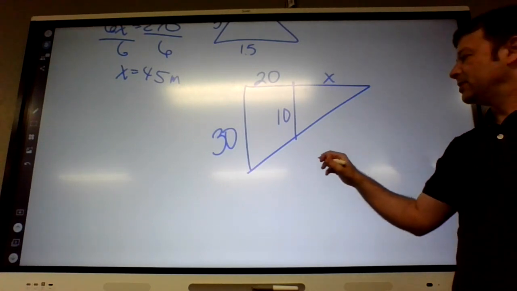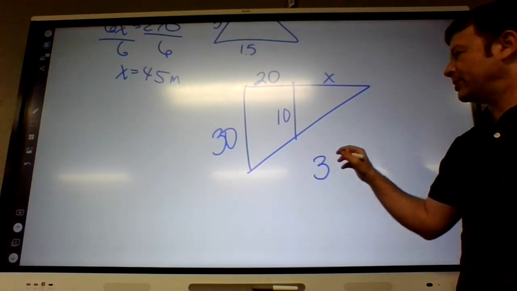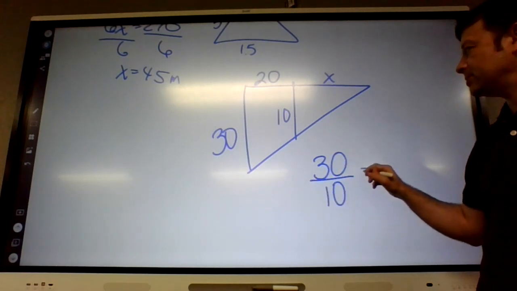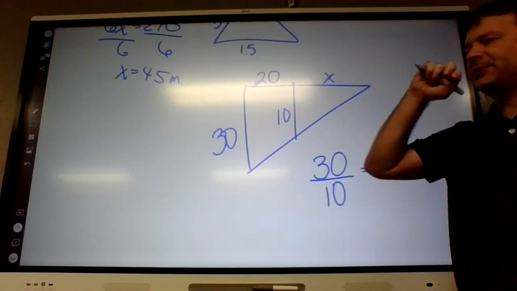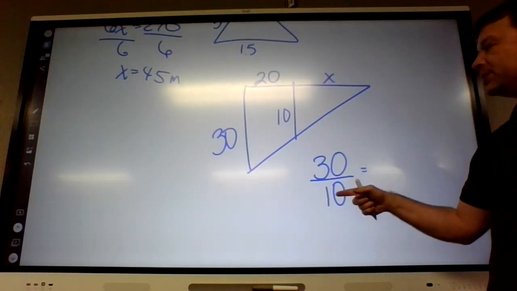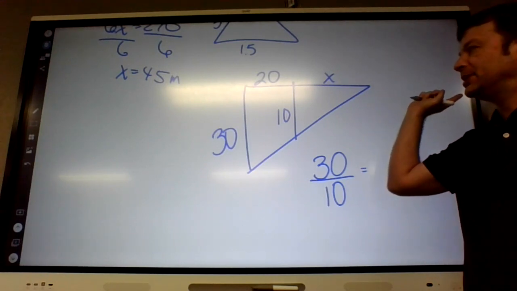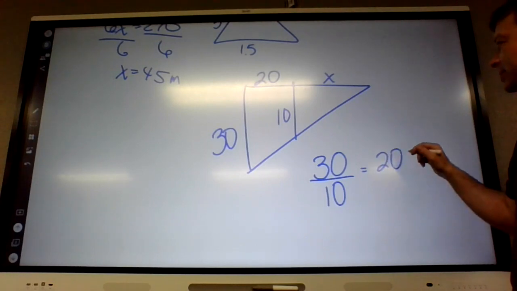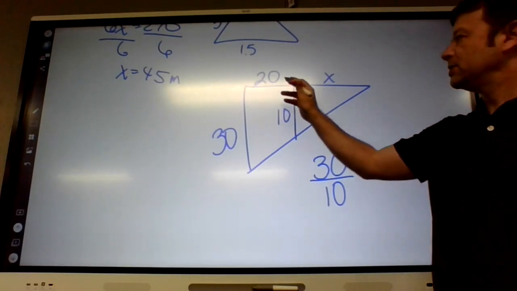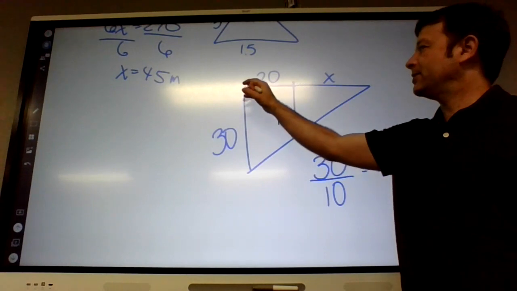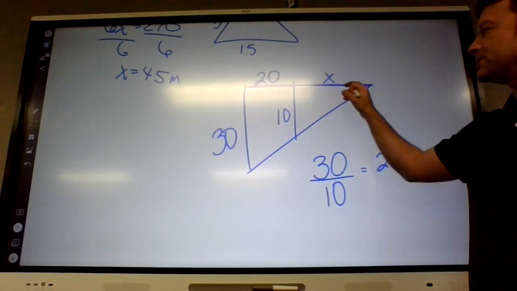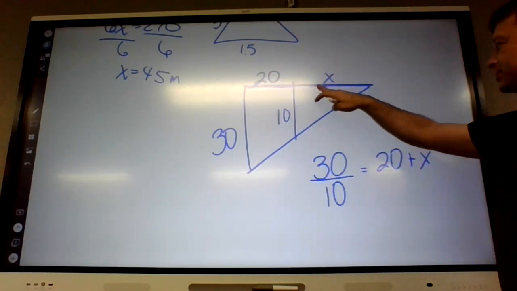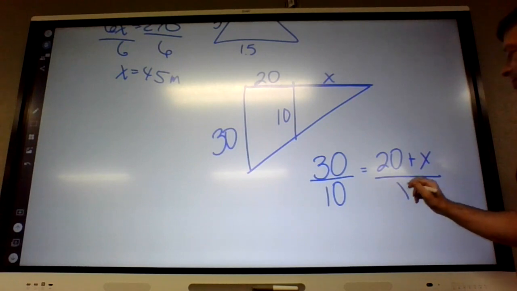So, if I did 30 on the big triangle, what would that match on the little triangle? 10. 30 over 10 equals, okay, now up here on the top side, if I went big triangle, little triangle, I need to go big triangle to little triangle. What's a side on the big triangle up there? 20 plus X. Why is it not just 20? Because 20 is not the side of the triangle. This is the big triangle. You guys see the two triangles? So we need to go big triangle to little triangle, which is just X.